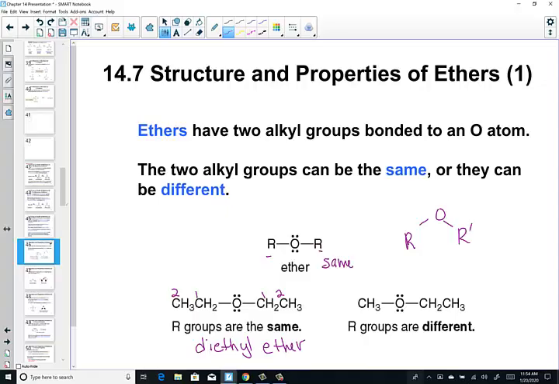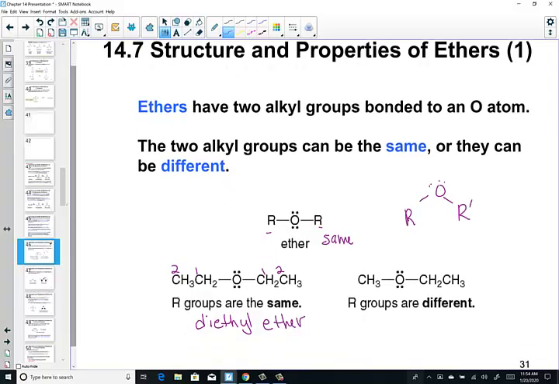But if I see ROR prime, that's an indication that you're going to have different alkyl groups coming off. For instance, here I would have a methyl with one carbon. Here the alkyl branch would be called an ethyl. And when we name them with these simple names, we just alphabetize. This would be called ethyl methyl ether, a common name for these simplistic compounds.